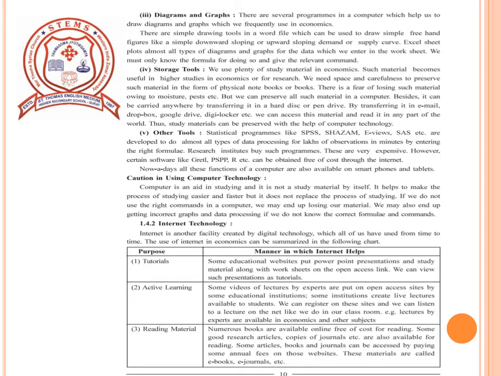Now the third one is diagrams and graphs. There are several programs in a computer which help us draw diagrams and graphs, which we frequently use in economics. Diagrams and graphs are an easier method to understand raw data or complicated data, which can be understood easily even by a layperson. That is, a normal person can understand it without anyone's help, which is self-explanatory.